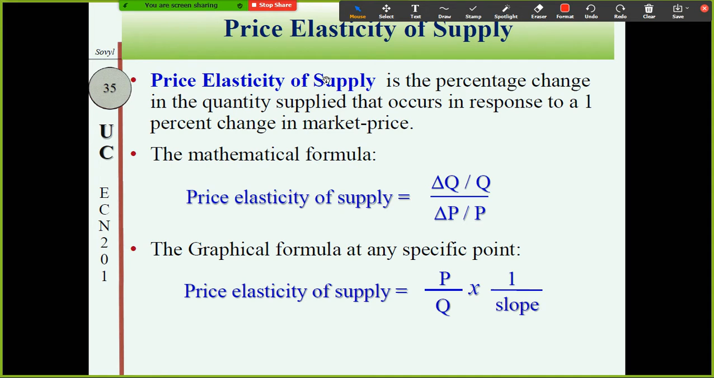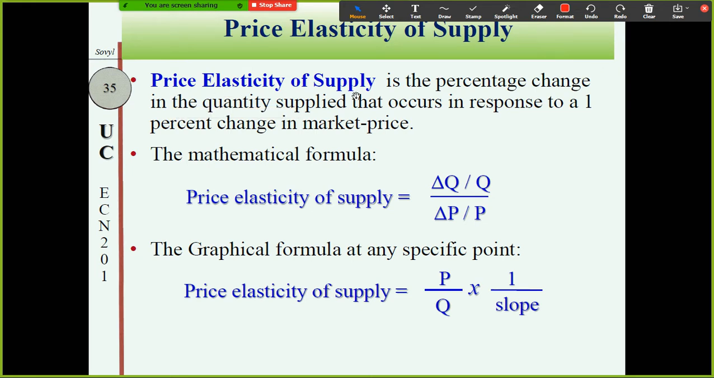Okay, the demand side is already ended. Now we go to the supply side. Maybe I'm not talking too much because it's similar to demand, but this is just supply.